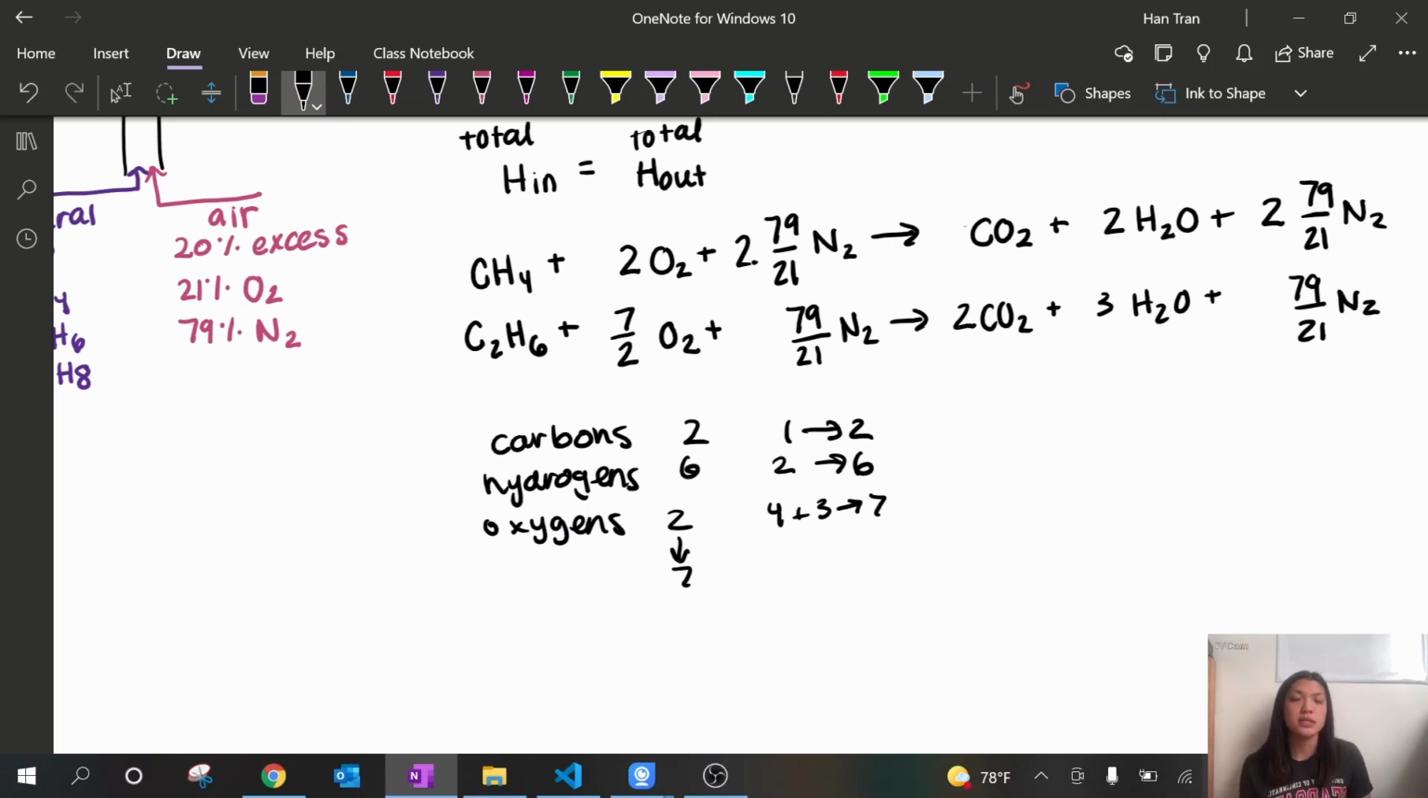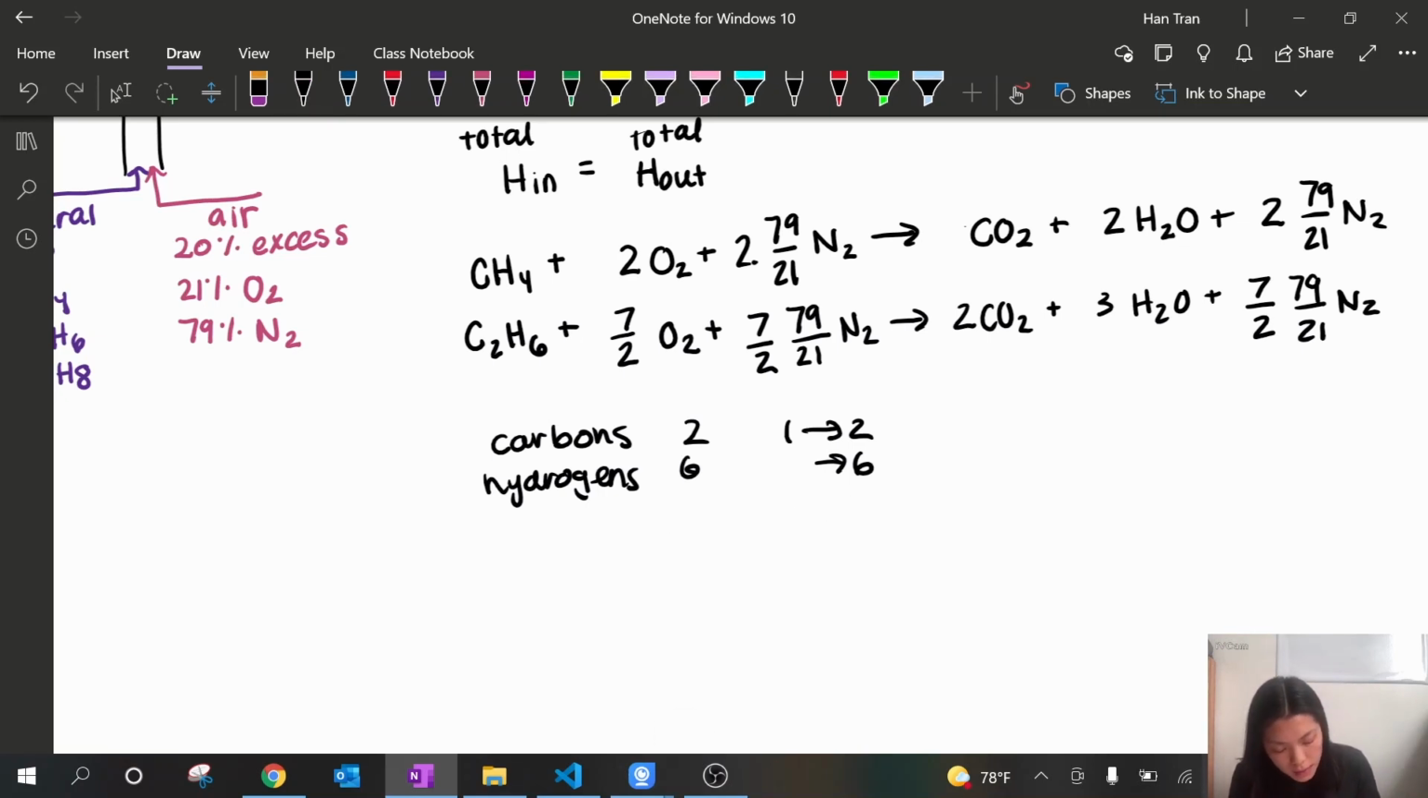Again, whatever we do to the oxygens, we also have to add on to the nitrogen since they are together in the air. So that'll be 7 halves on that nitrogen on the left, and whatever goes in nitrogen-wise will also come out. So we have to balance that out on the right as well.